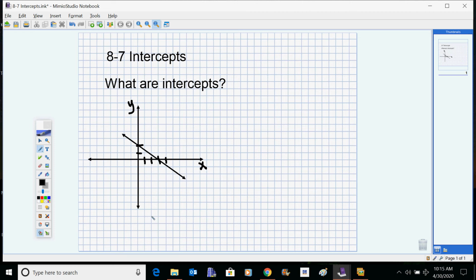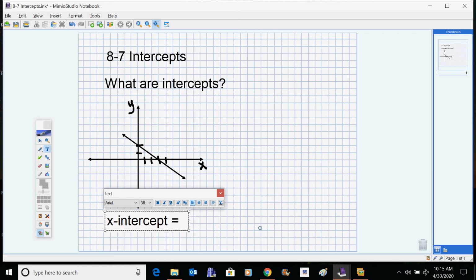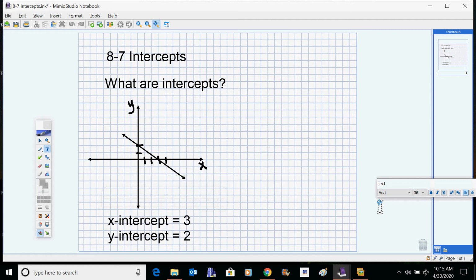So on this graph and on many graphs, we have two intercepts. We have what's called an x-intercept and we have a y-intercept. The x-intercept is simply where it crosses the x-axis and the y-intercept is where it crosses the y-axis. I will need to see your graph just like the one we made, and I need you to write the word x-intercept equals 3, y-intercept equals 2. That's what I will be looking for in your notes.